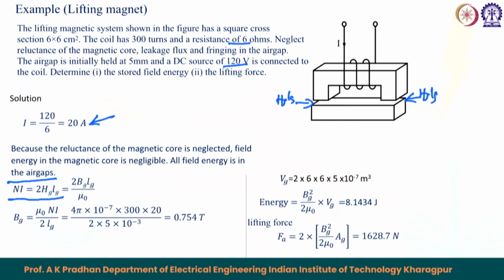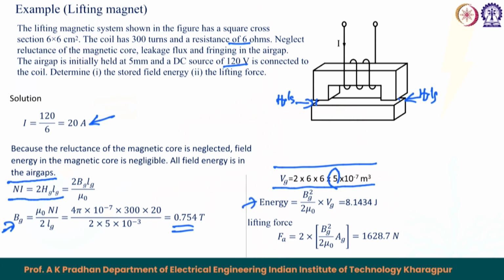From there you can find out the corresponding B, and B comes out to be 0.754 Tesla. The Vg, the volume of the gap, becomes equal to 2 times 6 into 6, that is the area, into the 5 mm gap. So, this becomes equal to 5 mm, 6 centimeters, 6 centimeters, and that gives you 10 to the minus 7 meter cube volume. So, both volume 1 and volume 2 combined give you this volume.